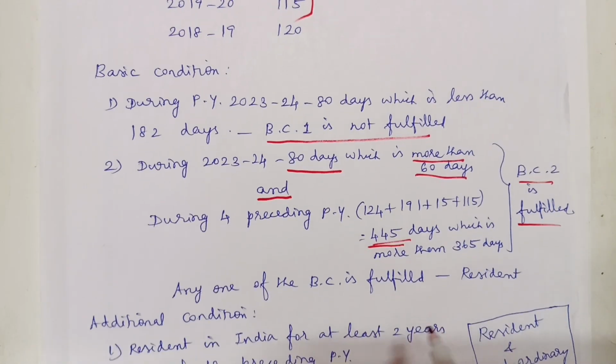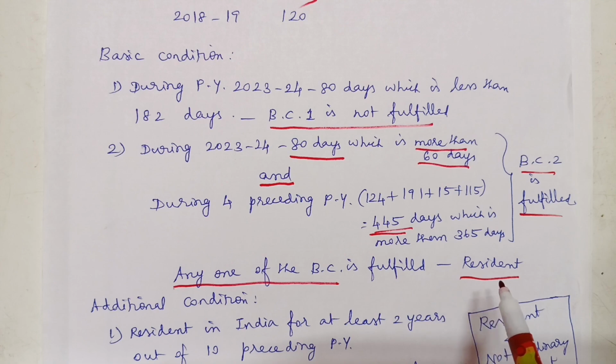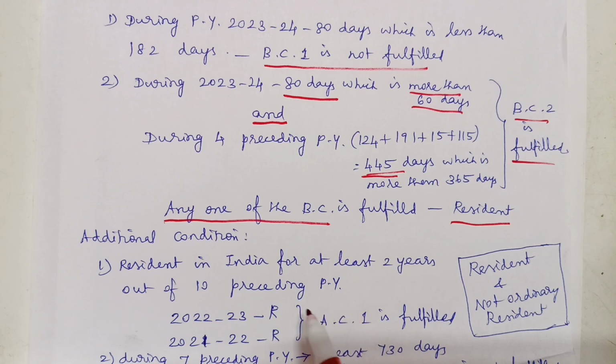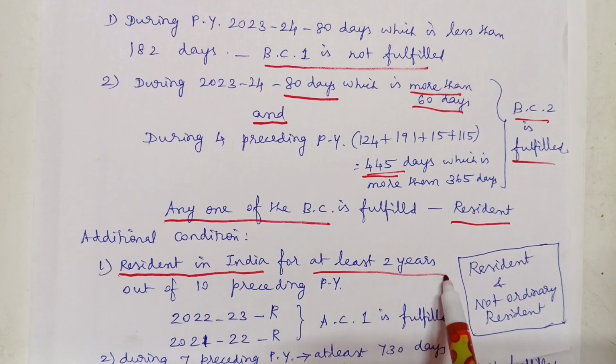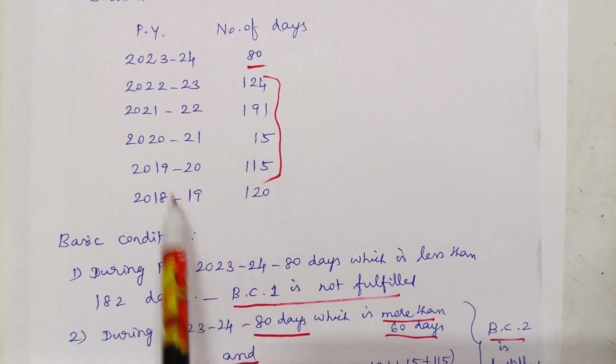As per the provisions of section 6, if any one of the basic conditions is fulfilled, then the assessee can be determined as resident. Here, as basic condition 2 is fulfilled, this assessee can be determined as resident. Once an individual has been determined as resident, we have to check the additional conditions. Additional condition number 1 is that the assessee should be a resident for at least 2 years out of the 10 preceding previous years. You should be very careful with this provision. Here we are given only these many years.